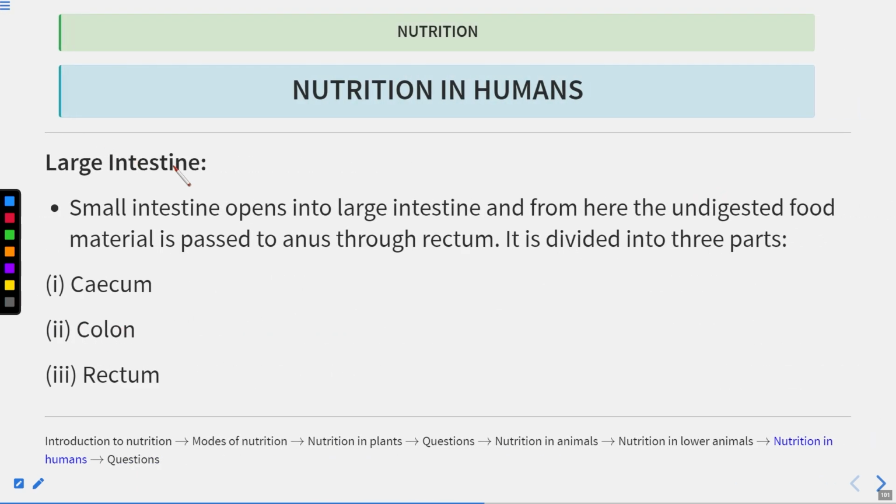Now, after the small intestine, or you can say the small intestine leads into the large intestine. Now the small intestine opens into the large intestine, and from here the undigested food material is passed to the anus through the rectum, and it is divided into 3 parts: cecum, colon, and rectum. So these are the 3 parts of the large intestine.